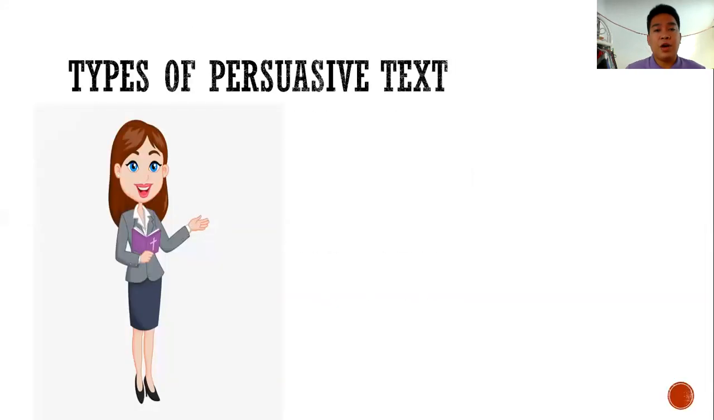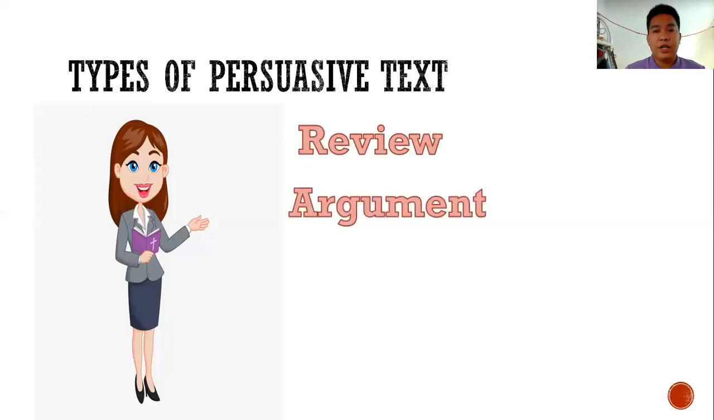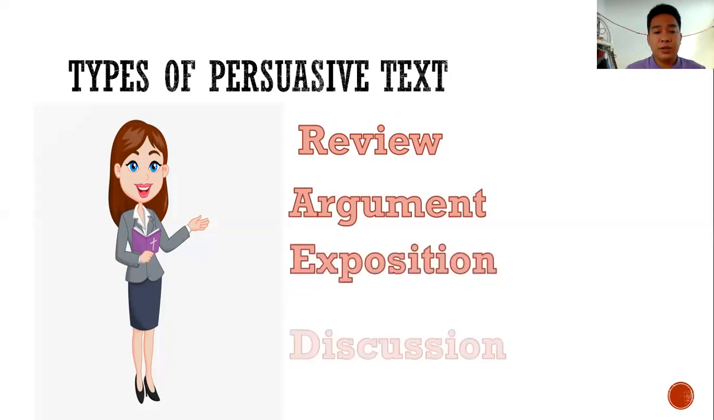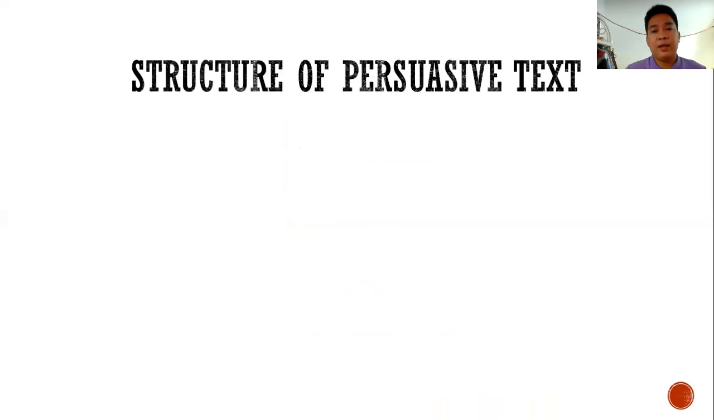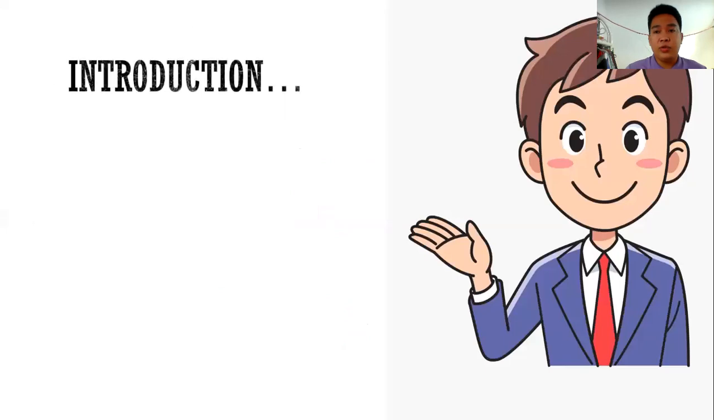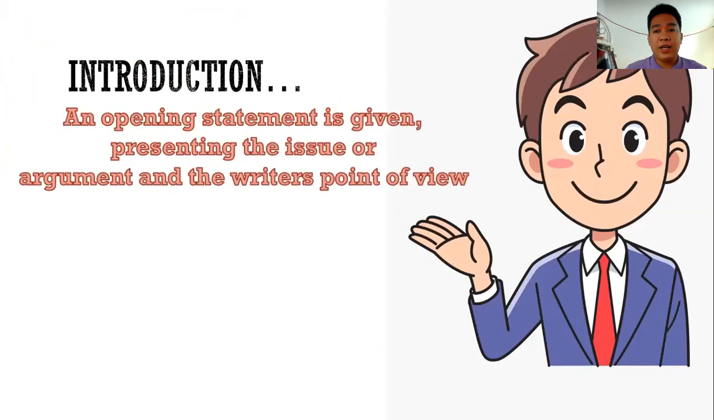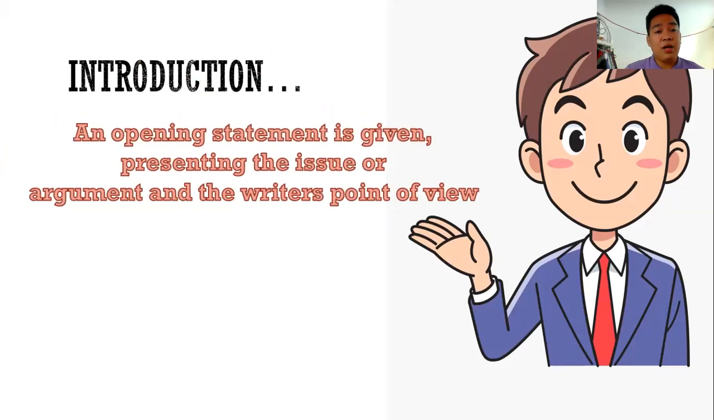So we have the types of persuasive text. We have the review, the argument, the exposition, discussion, and advertisement. So how do we write a persuasive text? We have to follow this structure. We have the introduction. In your introduction, the opening statement is given, presenting the issue or the argument and the writer's point of view.